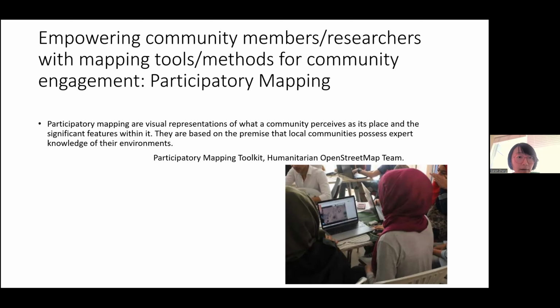So I'm going to highlight a concept called participatory mapping. Participatory maps are visual representations of what a community perceives as its place and the significant features within it. They are based on the premise that local communities possess expert knowledge of their environments. So it's their own knowledge, and we teach them how they can turn their own knowledge into spatial data, which is really powerful.